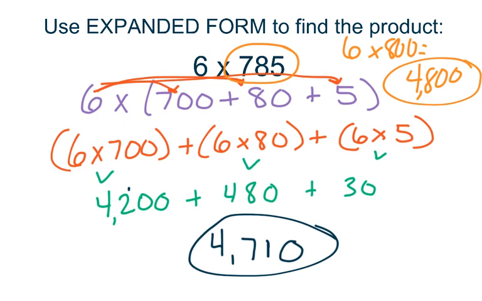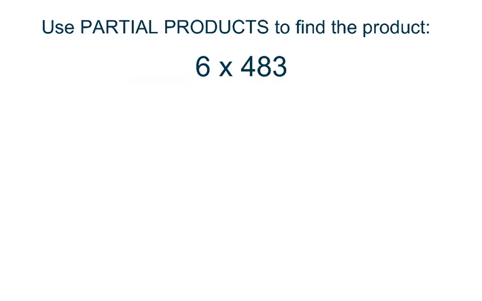Okay, we had one more method that I want you to practice, and that's using partial products. So this is the one that we solve vertically. So we have 6 times 483, and I'm going to lay this problem out for you. This problem should be set up vertically when you're solving it. Solve for your 3 partial products and then find your actual product. Go ahead and do that now.